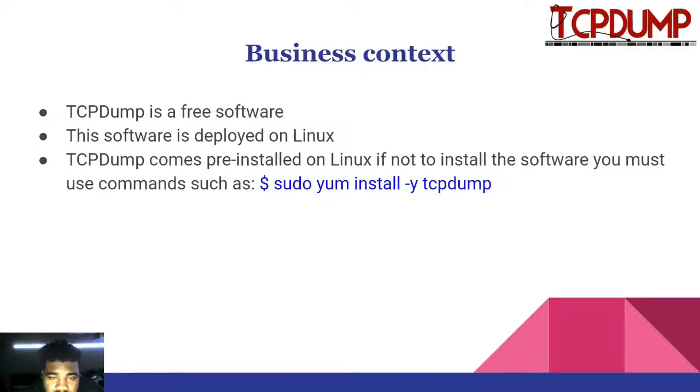TCPdump is a free software. This software is deployed on Linux. TCPdump comes pre-installed on Linux. If not, to install the software, you must use commands such as sudo yum install -y tcpdump.